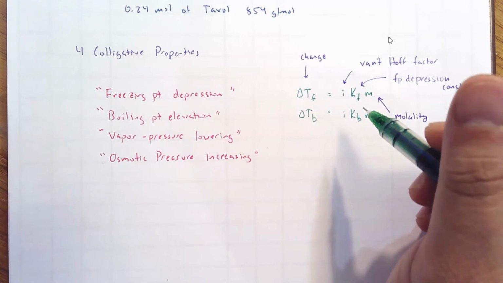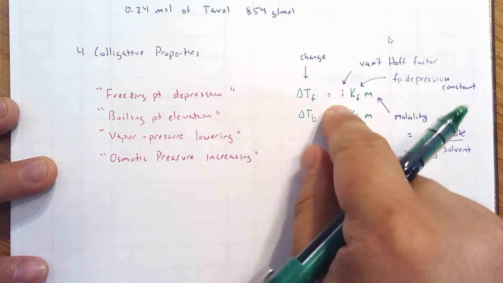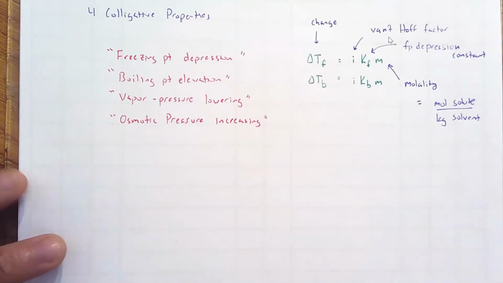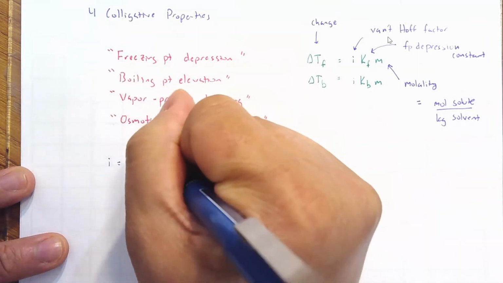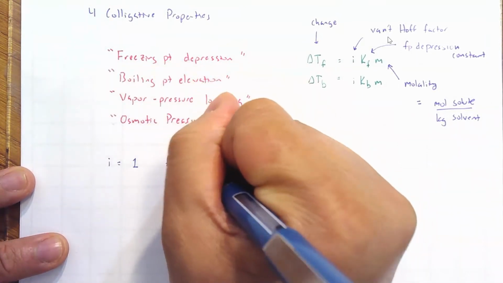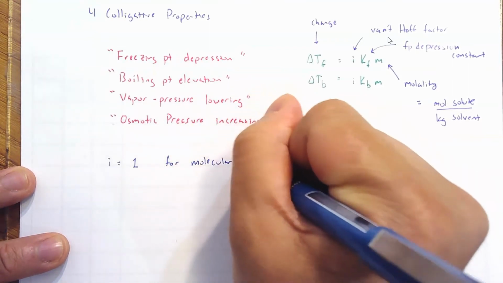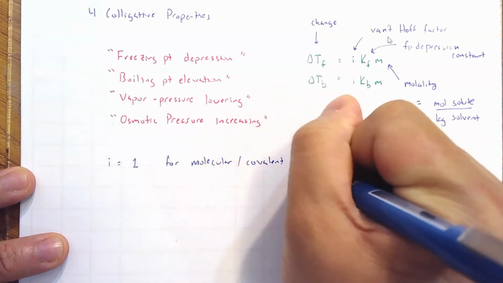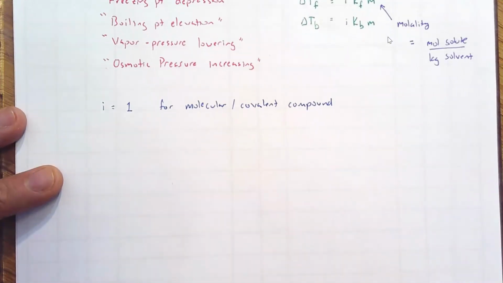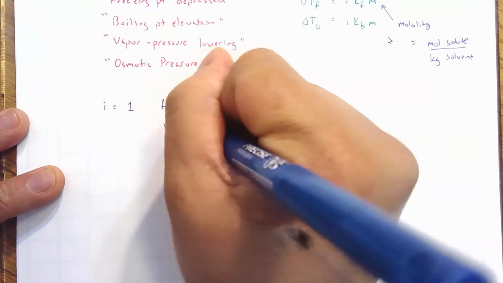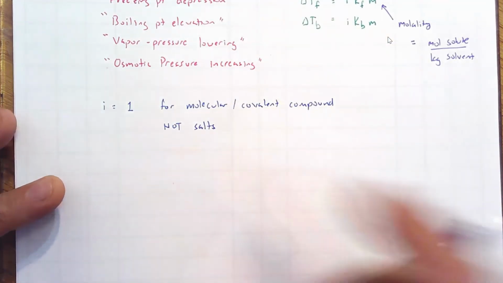Okay, this i. When the molecule that you are dissolving does not ionize, then that is 1. So let me give you some examples. i equals 1 for molecular or covalent compounds. Maybe it's easier just to say not a salt. Not salts, things that have anionic and cationic components.